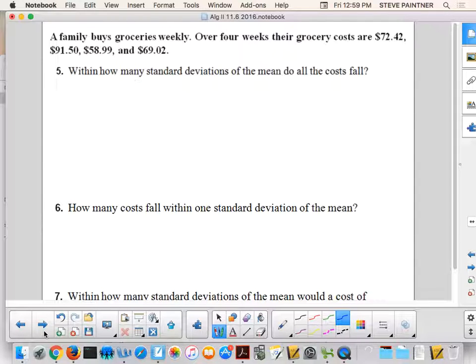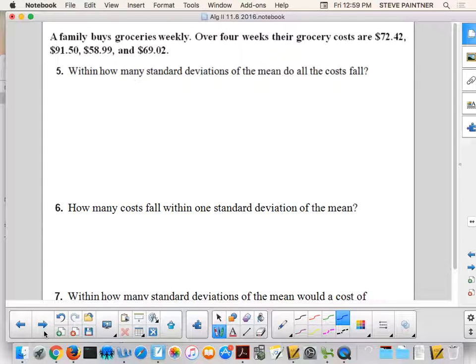Well, the problem with those 3 questions is, what's the problem? I don't know what standard deviation is in this problem. So guess what? You get to do it. All right.